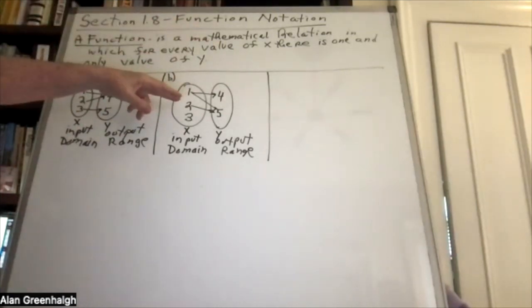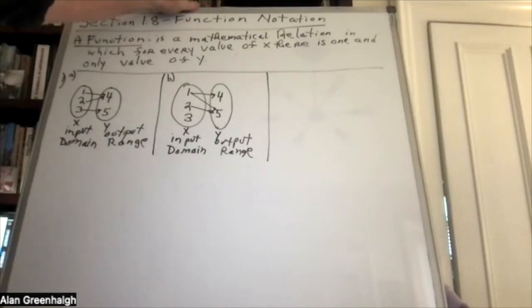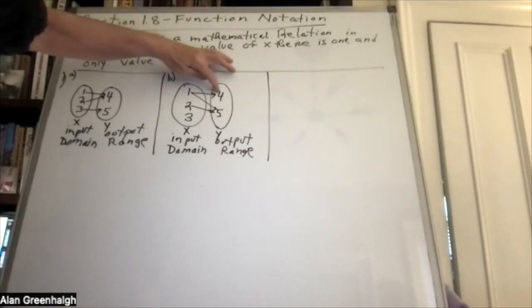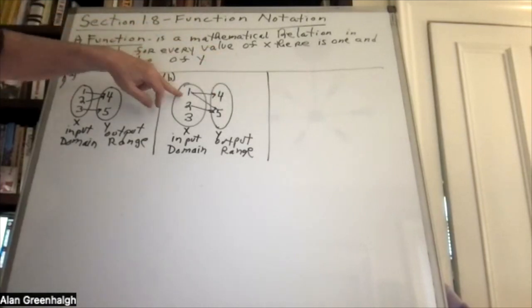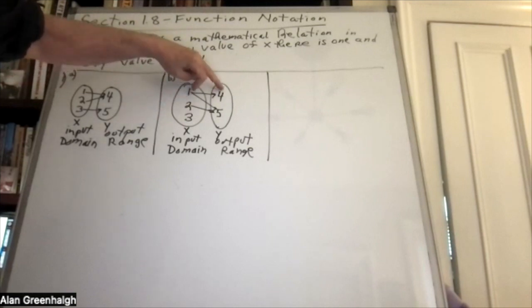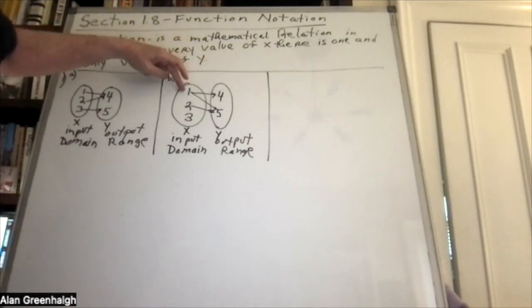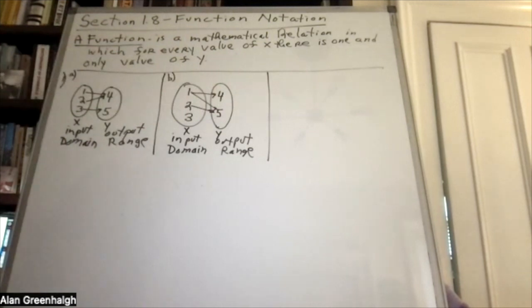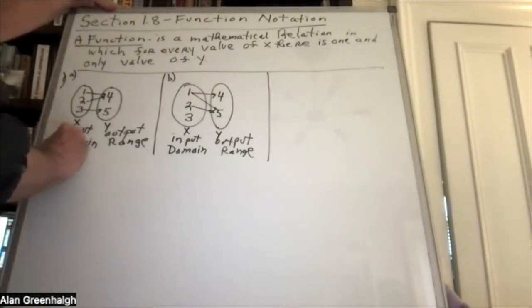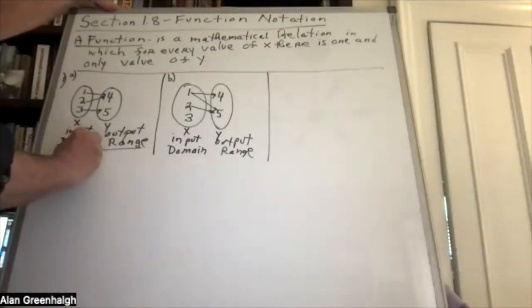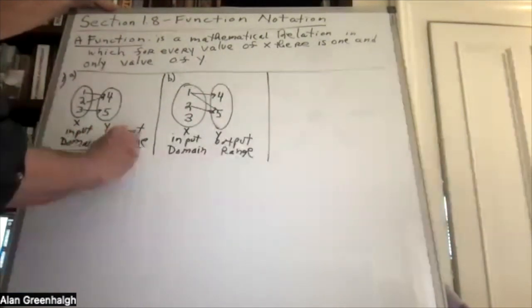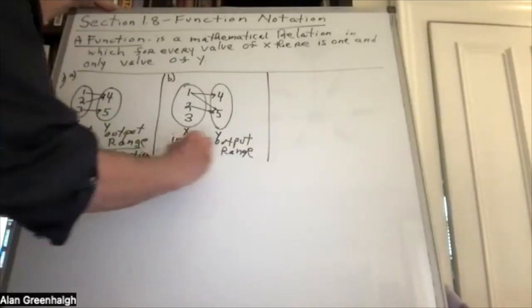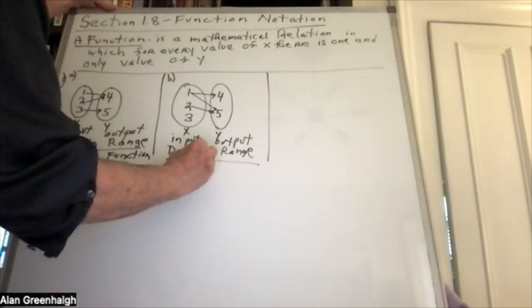Well, let's talk about B. On B, the one input is connected to four and five. So therefore, one value of X does not go to one value of Y. A value of X actually goes to two values, right? Yeah. Good, you're exactly right. So this is a function, and this is not a function.